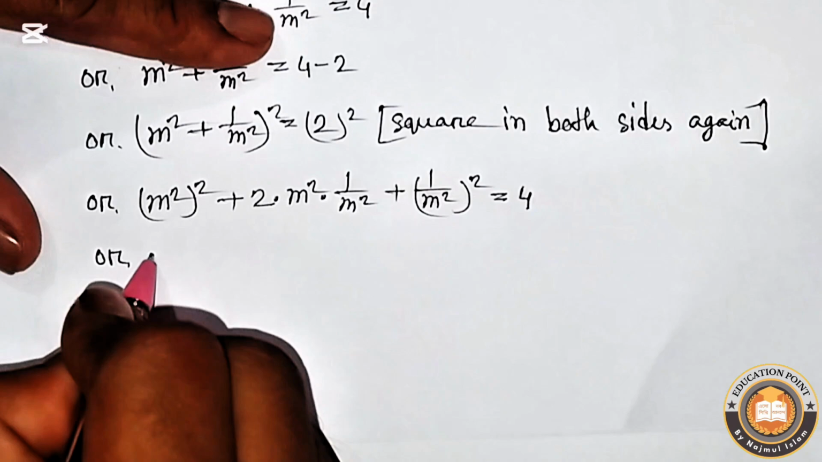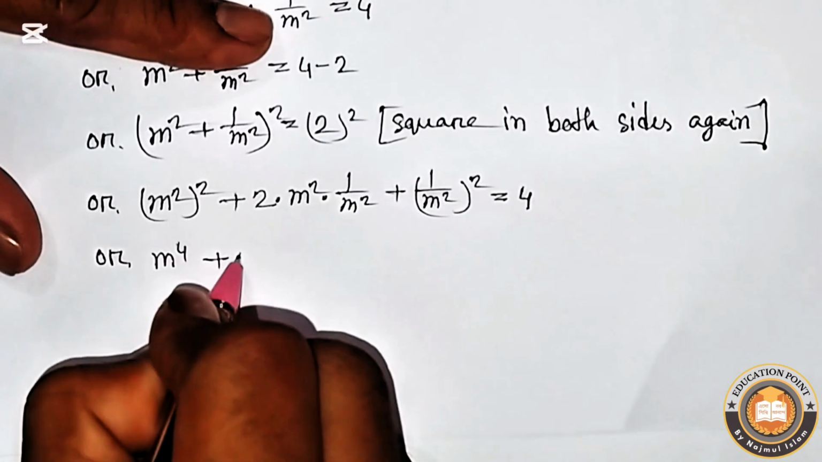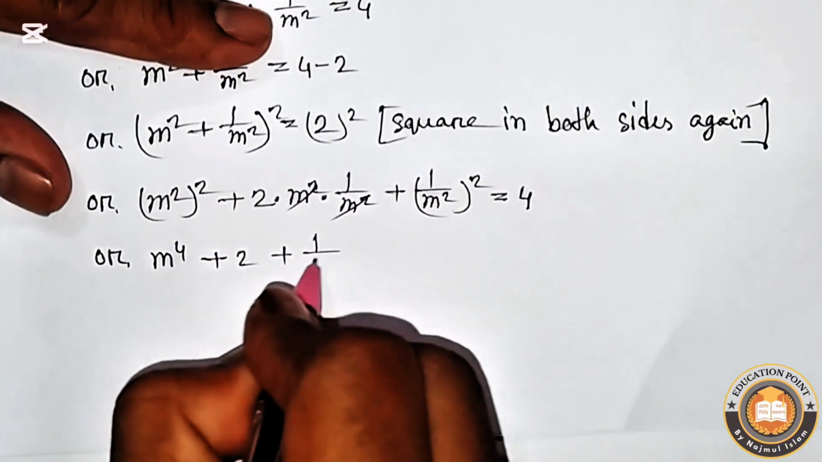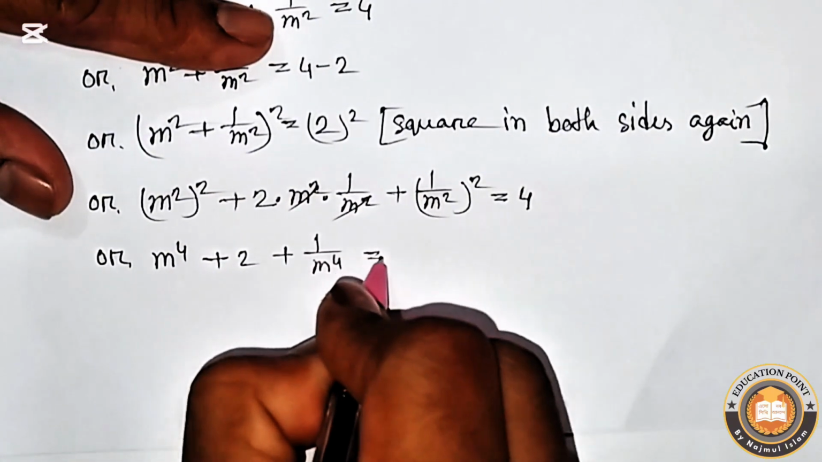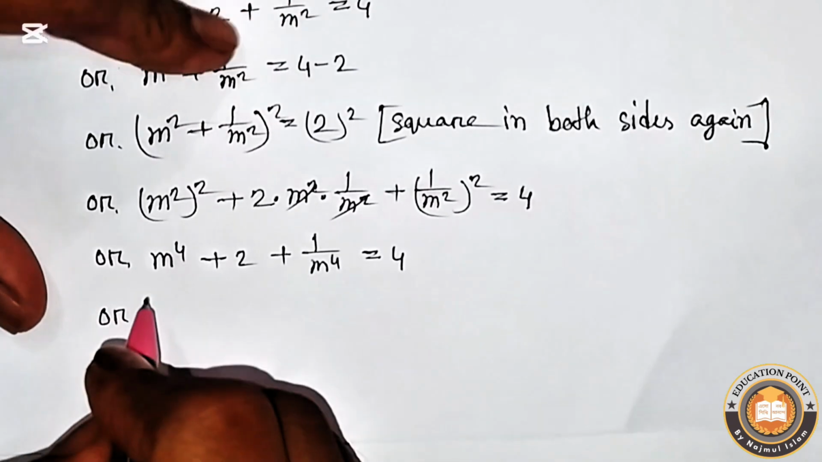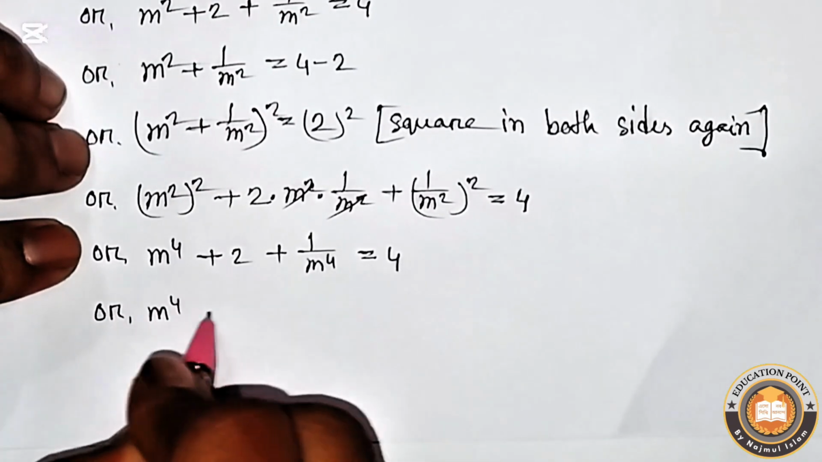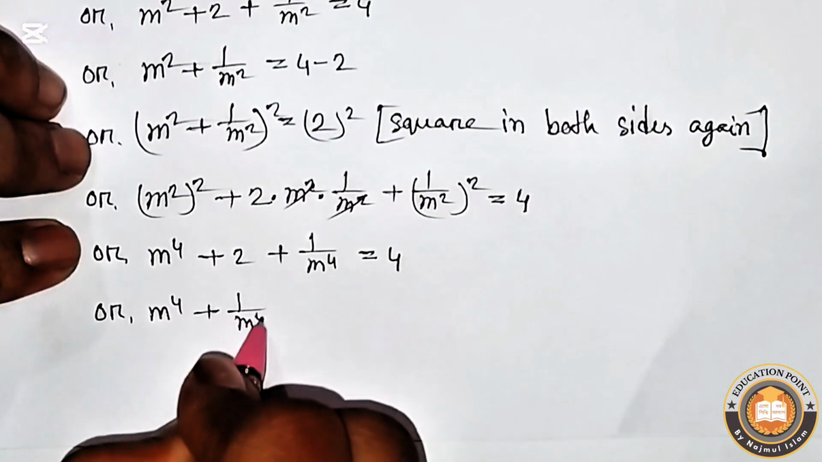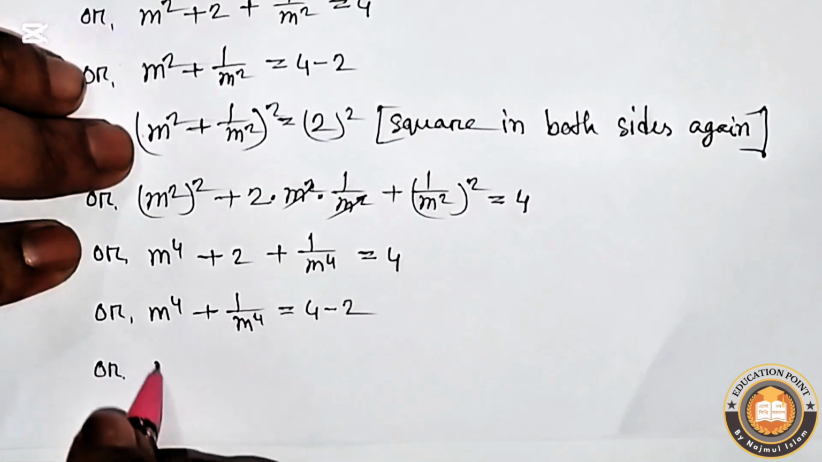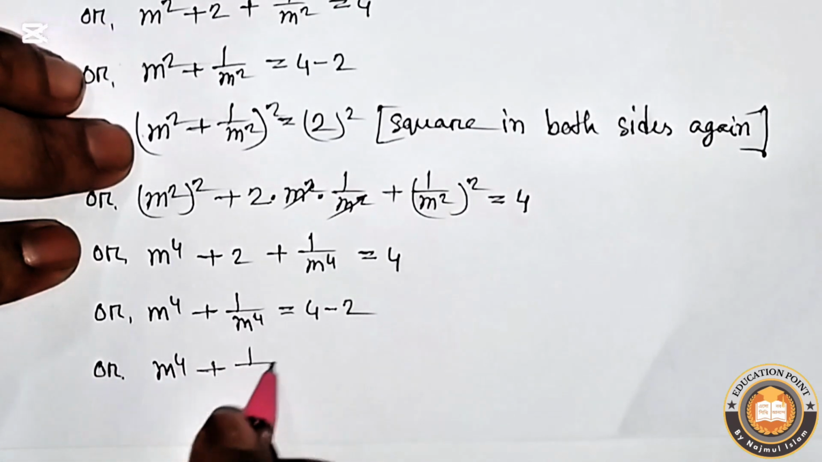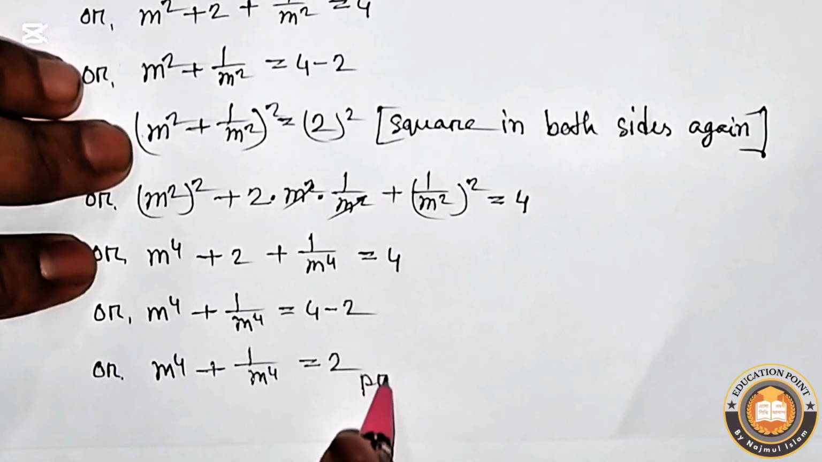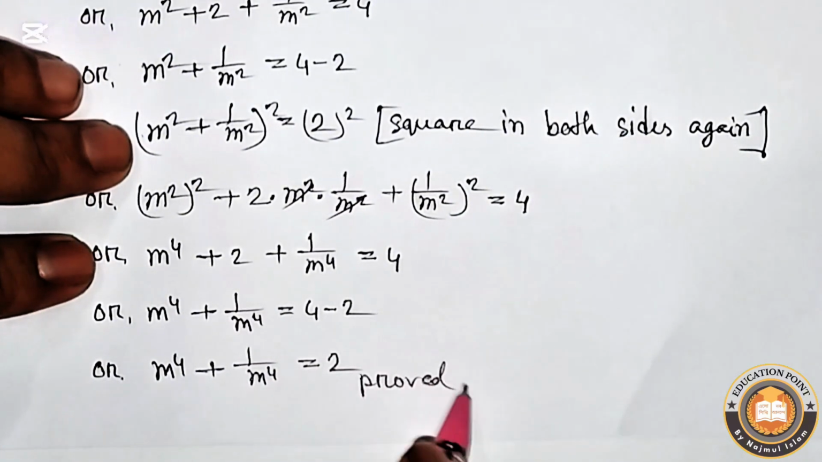or m square whole square equal m to the power 4, plus 2, plus 1 by m square whole square equal 1 by m to the power 4, equal 4, or m to the power 4 plus 1 by m to the power 4 equal 4 minus 2, or m to the power 4 plus 1 by m to the power 4 equal 2. Proved.